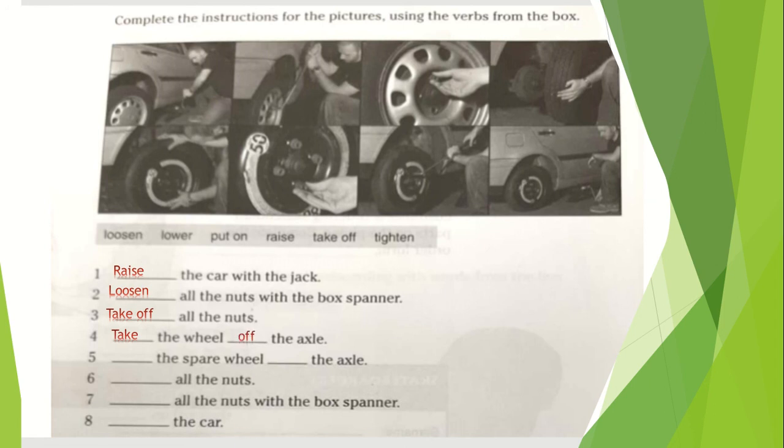Okay, this is the old wheel. Then put the spare wheel where? On the axle. 6, you need to put on all the nuts. 7, tighten all the nuts with the box spanner. And finally, your job is done. What is remaining is to lower the car so that you can move with it.